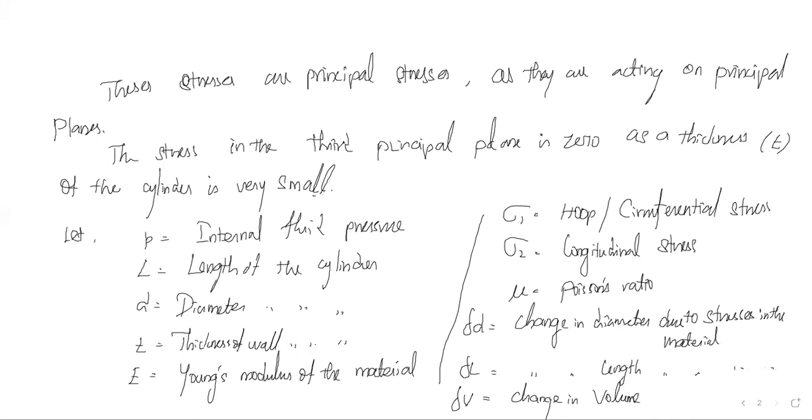Now let us move on to how to calculate these three values: change in length, change in diameter, and change in volume. First of all, we know the values of sigma 1 and sigma 2. Sigma 1, the circumferential stress, is equal to PD divided by 2T, and sigma 2, the longitudinal stress, is PD divided by 4T.